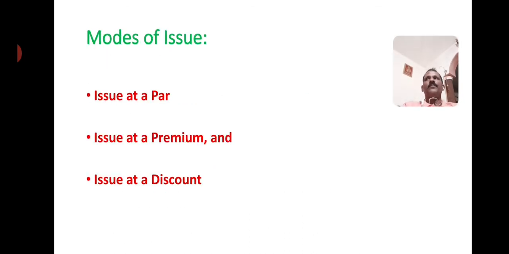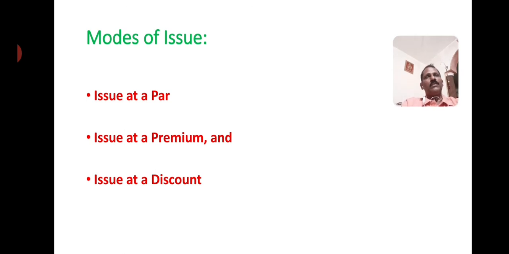Next, modes of issue. Shares are now issued through the book building process. When shares are issued at face value, it is called issue at par. When shares are issued at a price higher than the face value, it is called issue at a premium. Then if shares are issued at a value less than face value, it is called issue at a discount. When there is good prosperity, a company will normally go for issue at a premium. Now through the book building process, this mode will be decided.